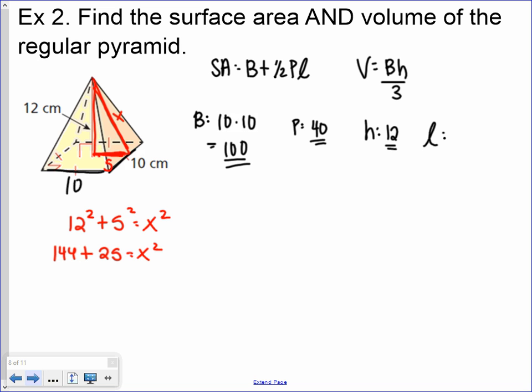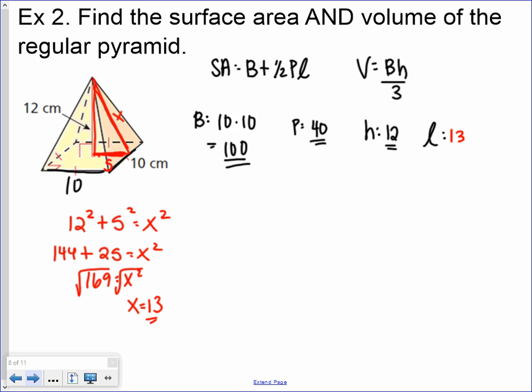144 plus 25 is what? Besides Riley, 144 plus 25 is what? Nathan? 169. That's x squared, so make sure you square root it. And that should be a whole number, a perfect square. Square root of 169 is 13. That's your slant height.